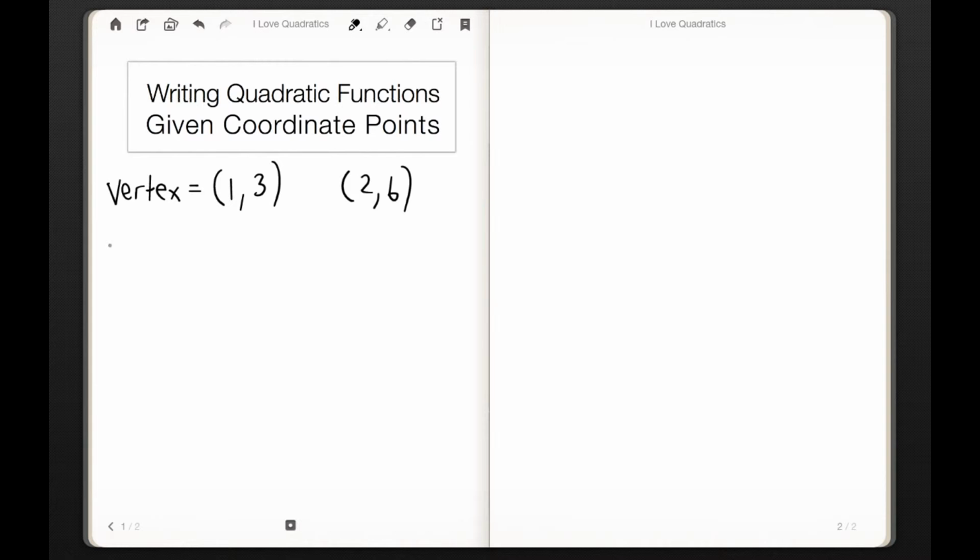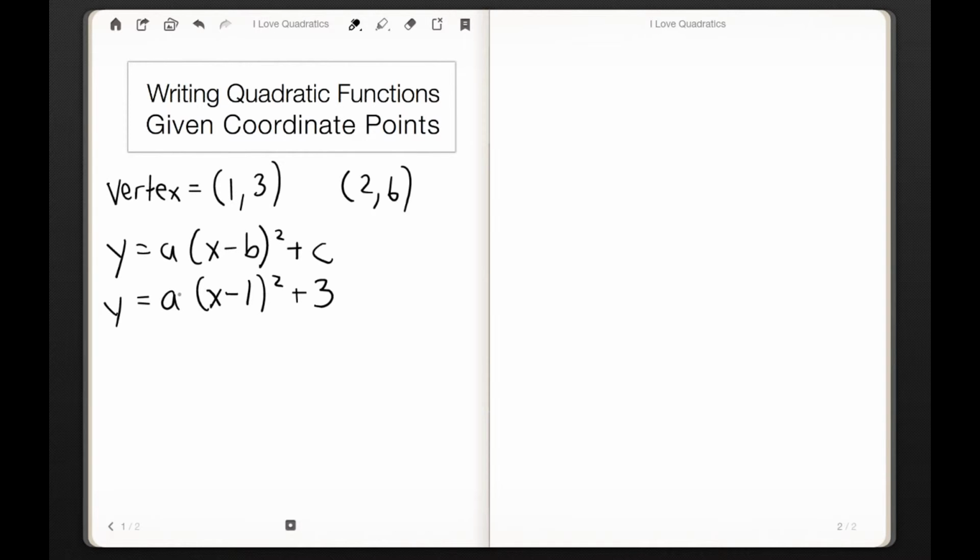If we knew what the vertex was, we wrote out the equation for the vertex form of a parabola. And we know that the vertex is (b, c). So we can just substitute in x minus b of 1, squared, plus c of 3. And then what we try to do is find a using the picture of the graph. Now, since we don't have a picture, we can't determine the steepness of the graph just by looking at it. So we're going to have to solve for it algebraically.